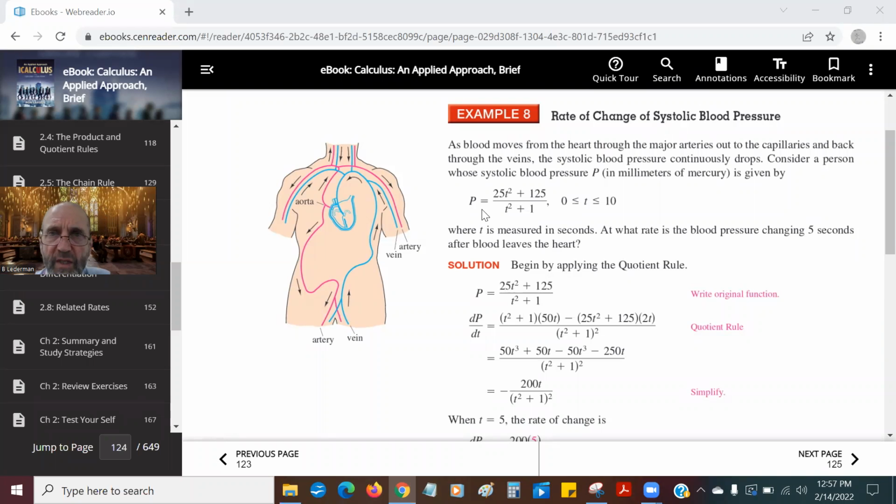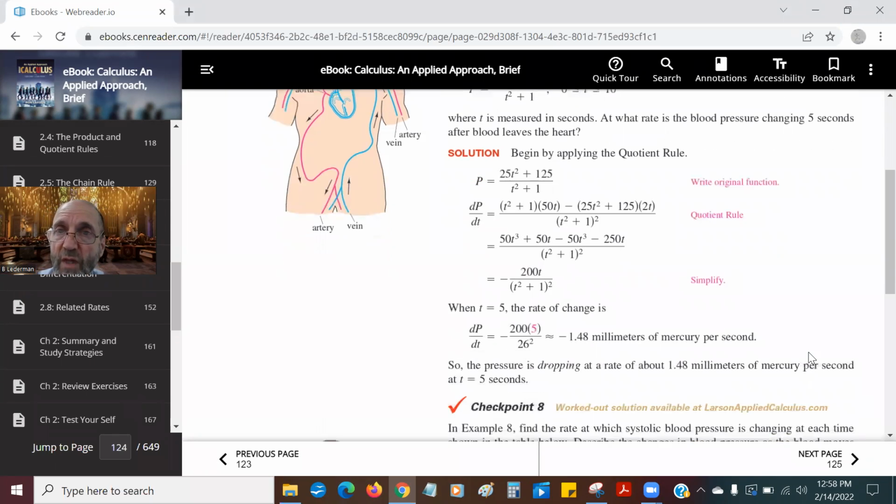So the blood pressure P is equal to this big ugly fraction here. And we want to know at what rate the blood pressure is changing 5 seconds after blood leaves the heart. So basically, we're going to take the derivative and plug in t equals 5. That's really all we're going to do. Since this is a big quotient, we're going to use the quotient rule: the bottom times the derivative of the top minus the top times the derivative of the bottom over the bottom squared. Combine like terms.